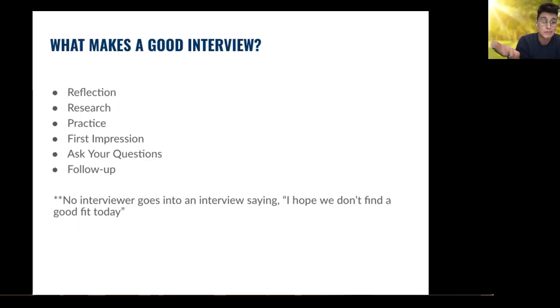And just know this, no interviewer goes into an interview saying, I hope we don't find a good fit today. They are rooting for you. They're ultimately looking for someone who is a good fit that aligns. So if we're able to craft our story well in a way that demonstrates alignment and that we're qualified, you're doing a great job. Okay.